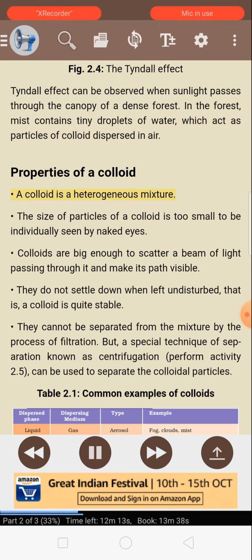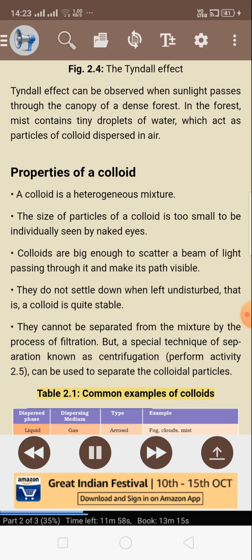Properties of a colloid. A colloid is a heterogeneous mixture. The size of particles of a colloid is too small to be individually seen by naked eyes. Colloids are big enough to scatter a beam of light passing through it and make its path visible. They do not settle down when left undisturbed, that is, a colloid is quite stable. They cannot be separated from the mixture by the process of filtration. But a special technique of separation known as centrifugation, perform activity 2.5, can be used to separate the colloidal particles.